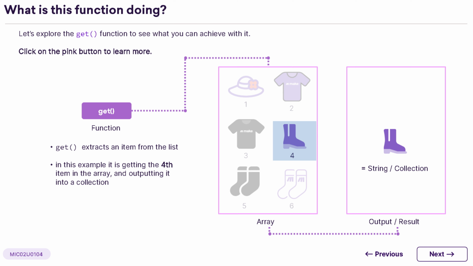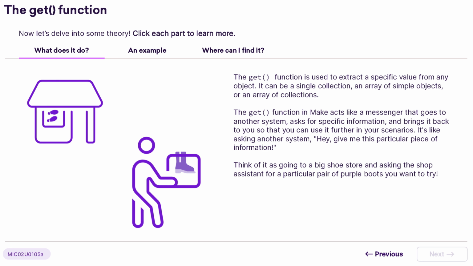Think of it as pointing towards a particular pair of boots you've been eyeing. Once it identifies the correct item, it places it into a collection, ready for further use or analysis. This function simplifies the process of sorting through data to pinpoint just what you need, saving both time and effort. As you progress, understanding how to utilize such functions will enable you to handle complex data efficiently, turning heaps of information into useful insights.